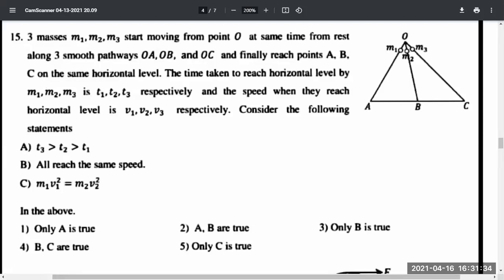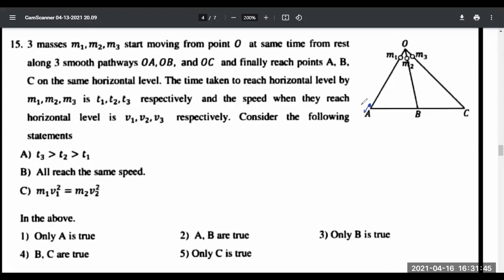Let's see. The speeds when they reach the horizontal level are V1, V2, V3. When A reaches the bottom, it has a speed of V1. When B reaches the bottom, it has a speed of V2. When C reaches the bottom, it has a speed of V3. When they were at the top, what were the initial speeds? 0, all three of them. And then they have given us three statements. We have to find out which ones are correct.